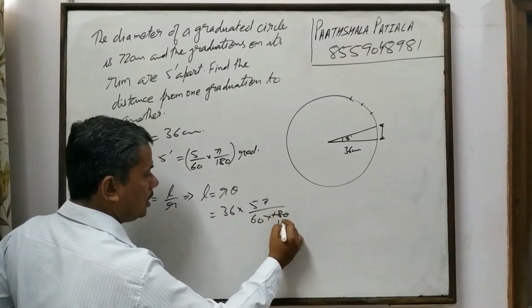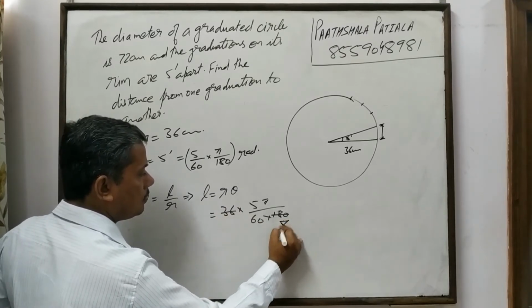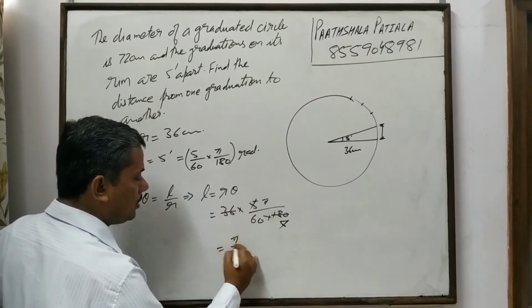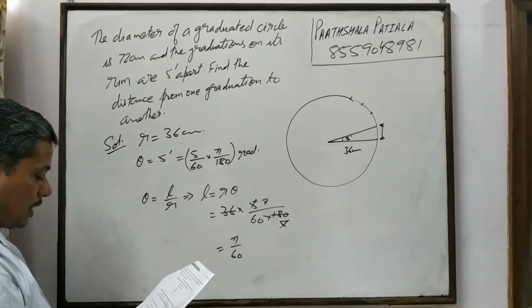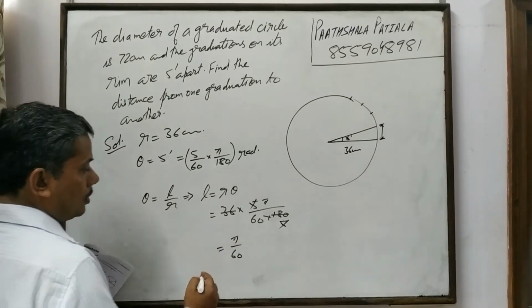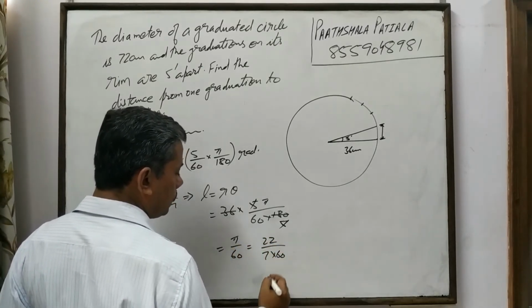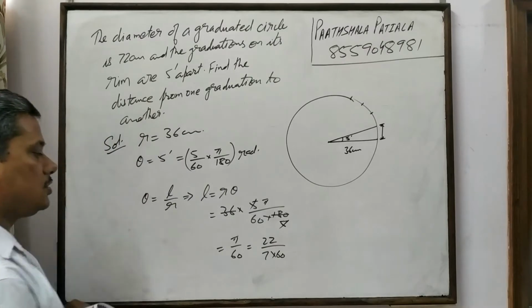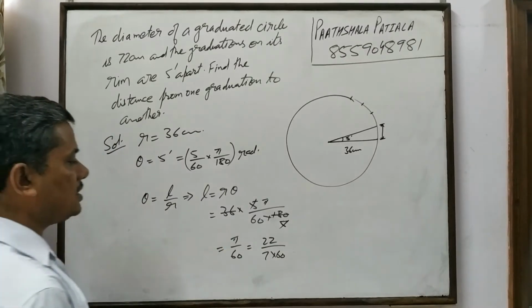So 36, 5s are 180, 5 and 5 cancels, pi by 60. So you can further solve pi upon 60. That will give you 22 by 7 into 60. So you can convert this into decimals, or you can leave the answer over here, pi upon 60 centimeters.